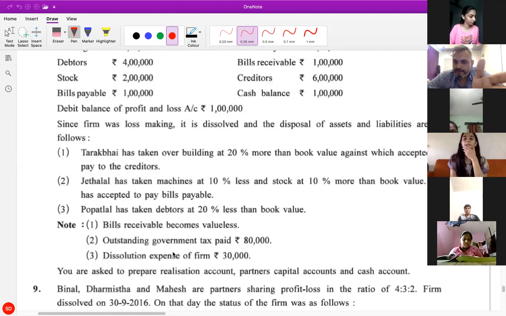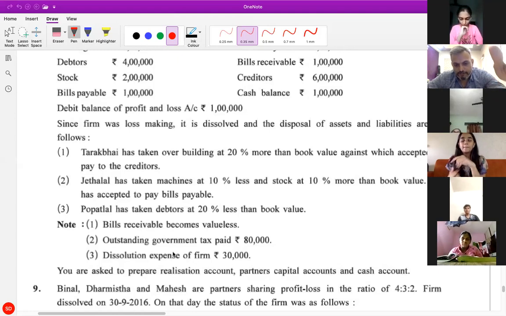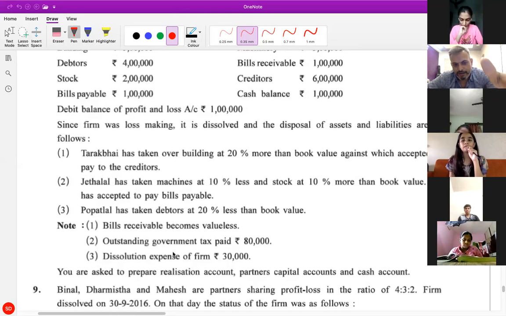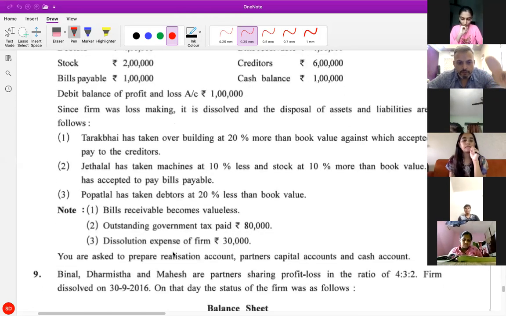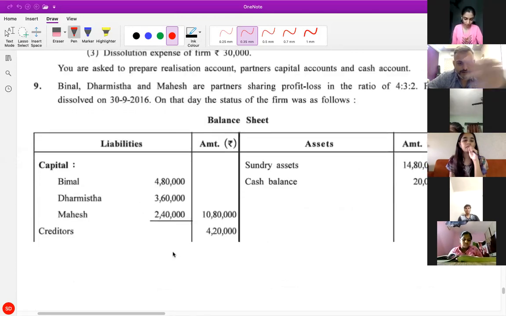So you can do it yourself. I have solved this in my video lecture only till the preparation of the balance sheet, because the rest I had given as homework. So you prepare the balance sheet, take care of the adjustments. It's very similar to illustration 8 or 9 that we did. So please do this as a practice.